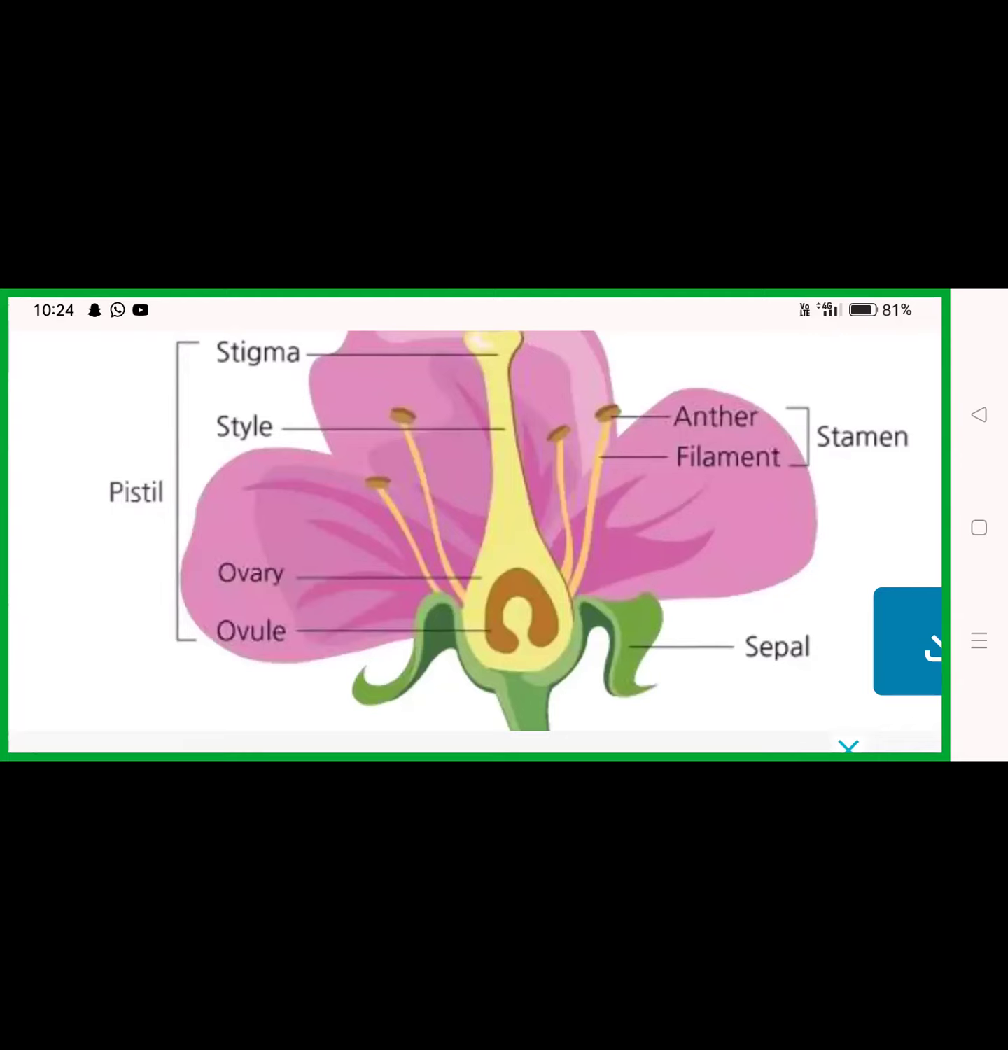Now we are coming to the common terms in embryology. Different terms are very commonly used in embryology.